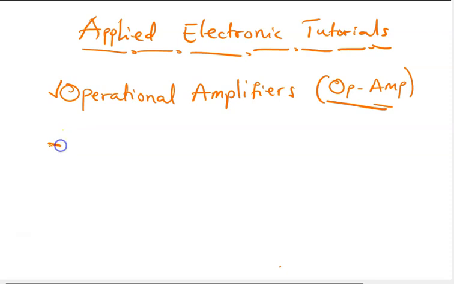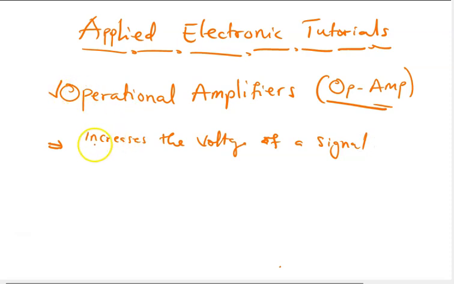It is an electronic component that increases the voltage of a signal, right? So that's the main purpose of the op amp. The increase can also be written as amplifies, right? So it amplifies the voltage of a signal. That is the main function of an operational amplifier. All that it does is it increases the voltage.